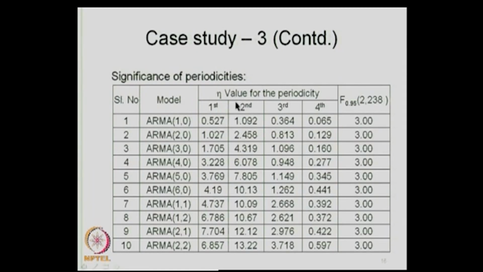We have done the tests of periodicities one at a time. So, first we consider the first periodicity, which is corresponding to 12 months, next 6 months, 4 months and 3 months, and we conclude that all the models pass the test.